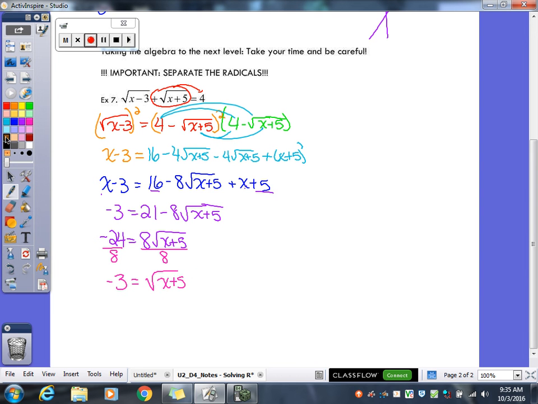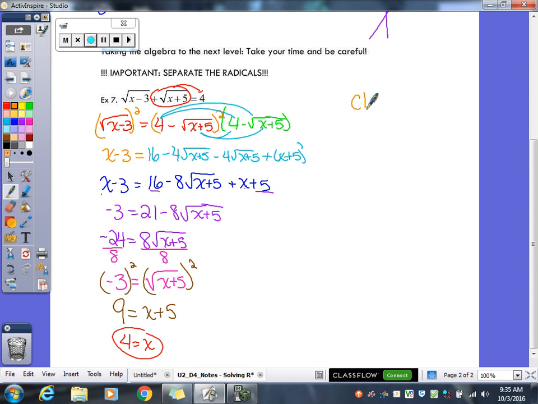So then when we square again, it makes your squaring a little bit easier. So we get 9 equals x plus 5. Subtract your 5 over. And we get x equals 4. So as always, we want to go back and check.